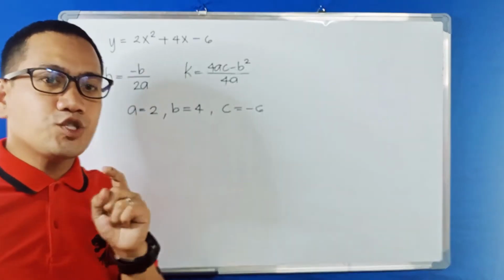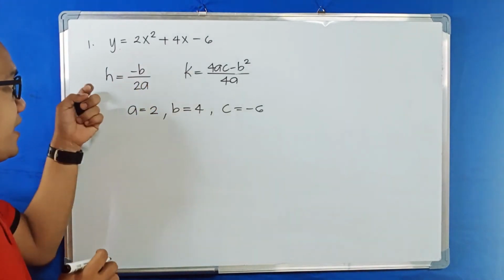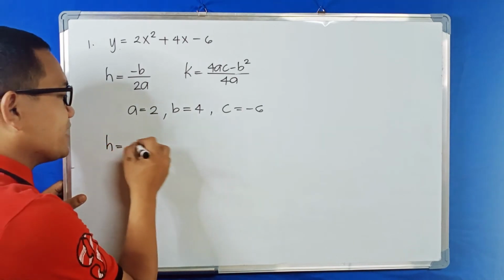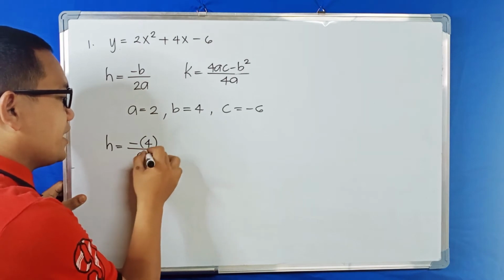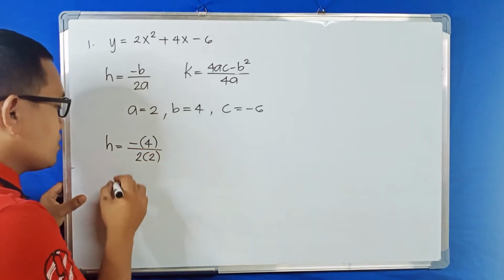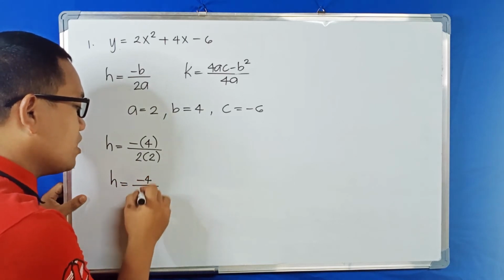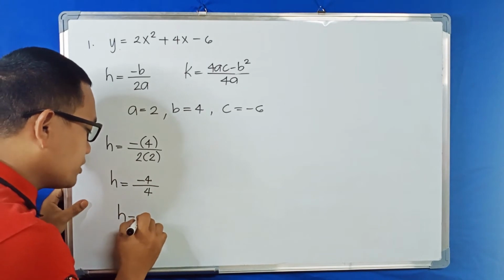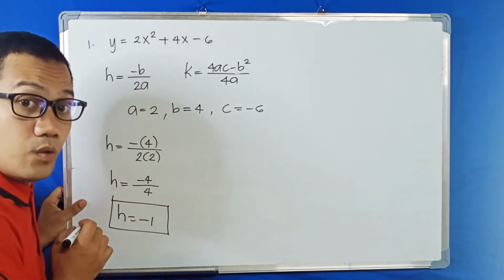So by substitution, we will substitute first our b and our a and solve for our h. So we will have h = negative, b here is 4, and our a is 2. To simplify, we will have h = negative 4 all over 4. So h therefore is equal to negative 1. So our h is negative 1.